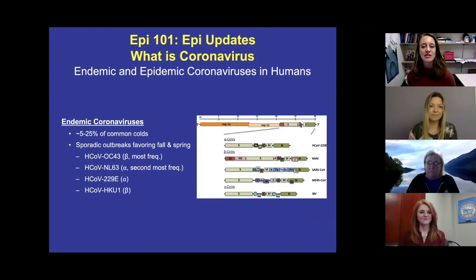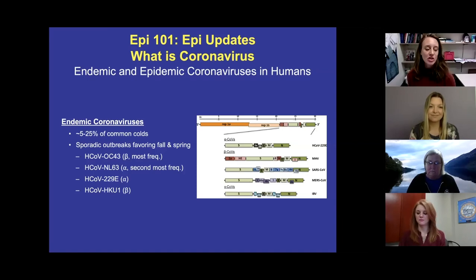So this gets at the question that a lot of people have, which is how is the SARS-CoV-2 that causes COVID-19 different from the endemic coronaviruses that cause the common cold? And so there are other coronaviruses. They're not the same as SARS-CoV-2. They're like relatives or cousins of it.